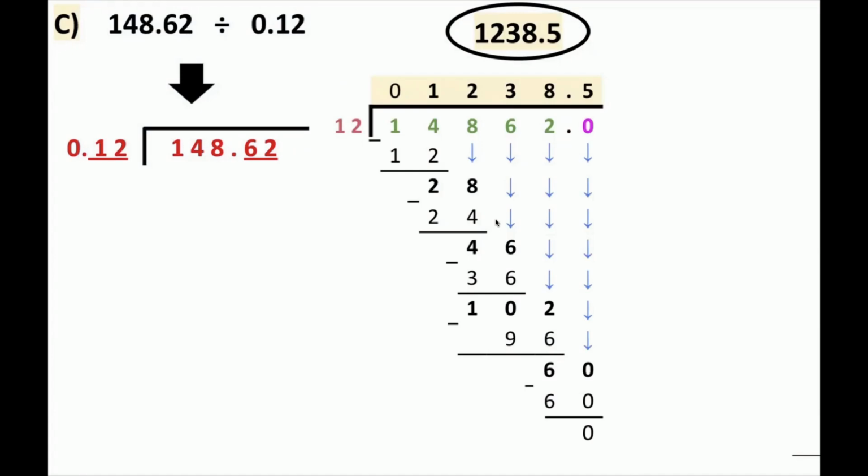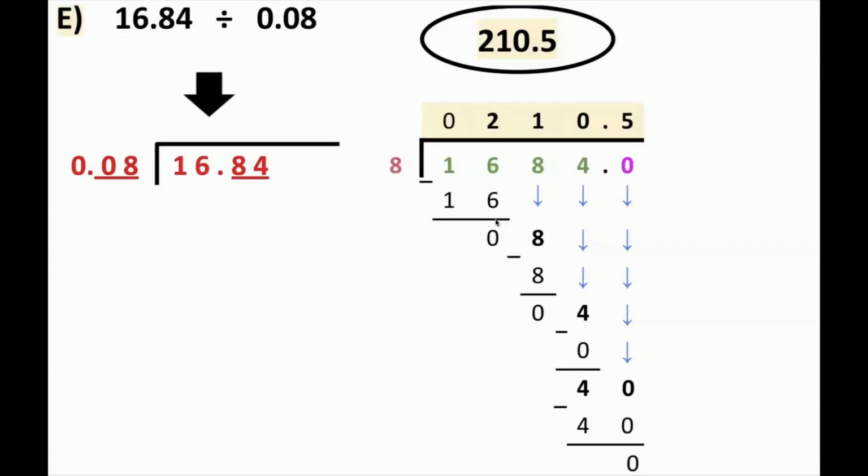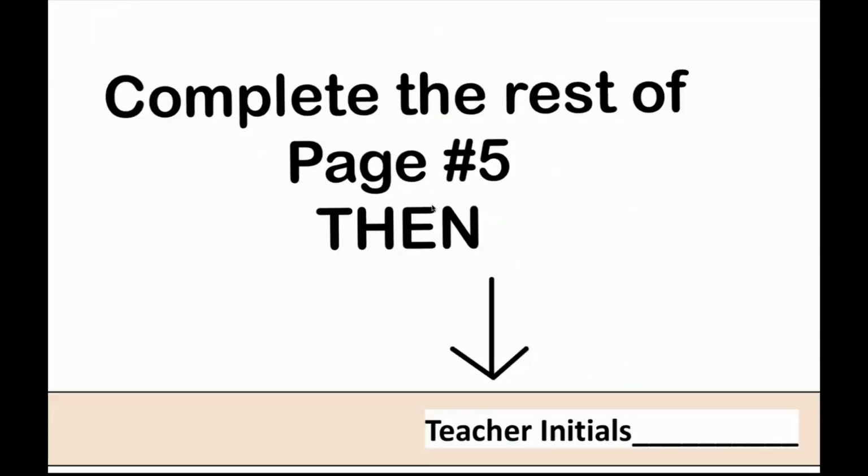Remember, if you have nothing to bring down, you can add a decimal and a 0, and then bring the 0 down. Check your work for problem E. Once again, we had a remainder of 4, and there was nothing to bring down, so you can add a decimal and a 0, and then bring the 0 down. Then your new number is 40. Complete the rest of page 5, then check in with your teacher to get additional feedback.